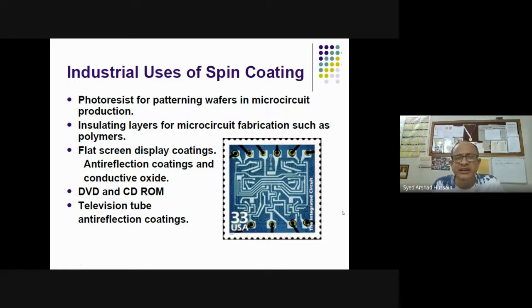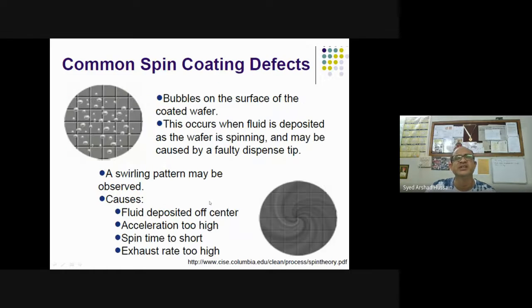So this is a very simple technique, and the equipment is also very cheap, maybe around 40,000 or 30,000, something like this. An Indian company is also producing these machines, and it's very easy to procure and very easy to use. So there is a lot of industrial use of spin coating, because this is very good for preparing micrometer-thick films. People are using it for circuits in wafers, that means ICs, sometimes, then CD, DVD, anti-reflection coating, televisions, these kinds of applications are there. There are some defects also during thin film preparation using these techniques.